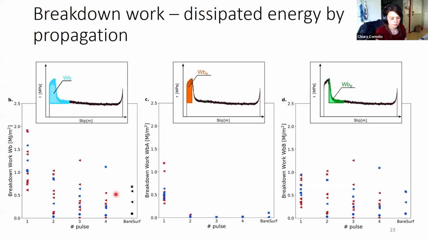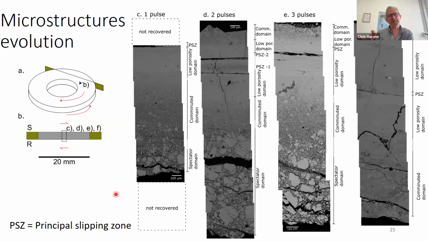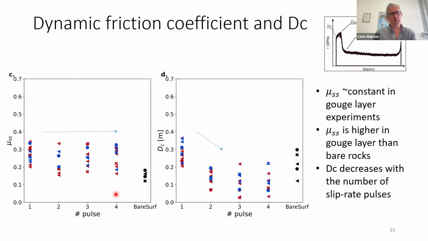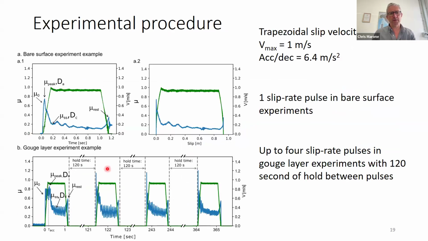Yeah, interesting. Your pulses were always done with the same waiting time between them? Yeah, 120 seconds. We chose 120 seconds to have enough time to cool at least the principal slipping zone. We didn't try to perform experiments with different holding times to see if this has an effect on our results. Yeah, interesting. Thank you.